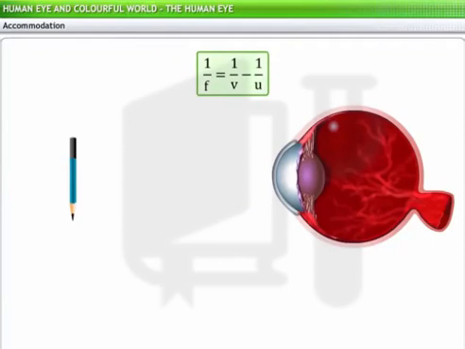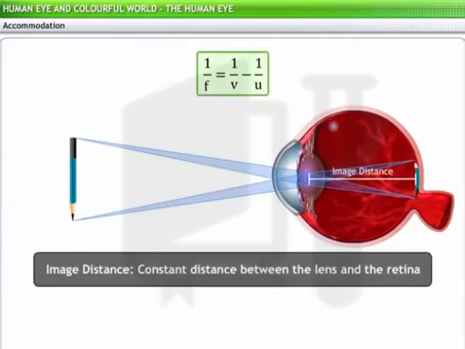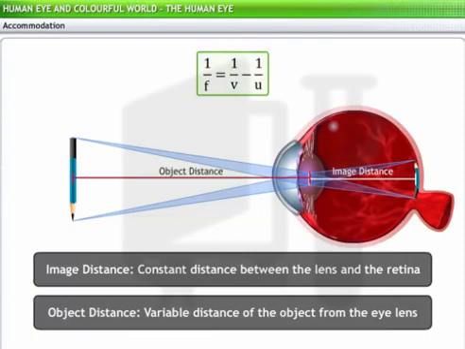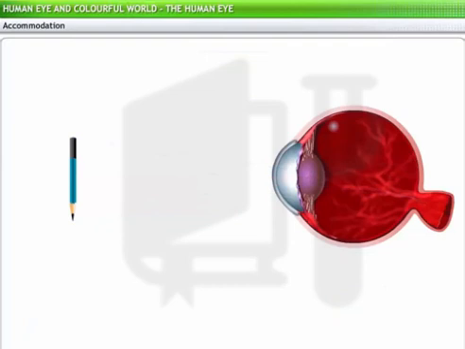Applying this formula for the eye, image distance is the distance between the lens and the retina, which remains constant. The object distance is the distance of the object from the eye lens, which may vary. Therefore, to form a clear image of different objects at different distances from the eye, the focal length of the eye lens has to be changed. And how do we do that? By altering its thickness, of course.